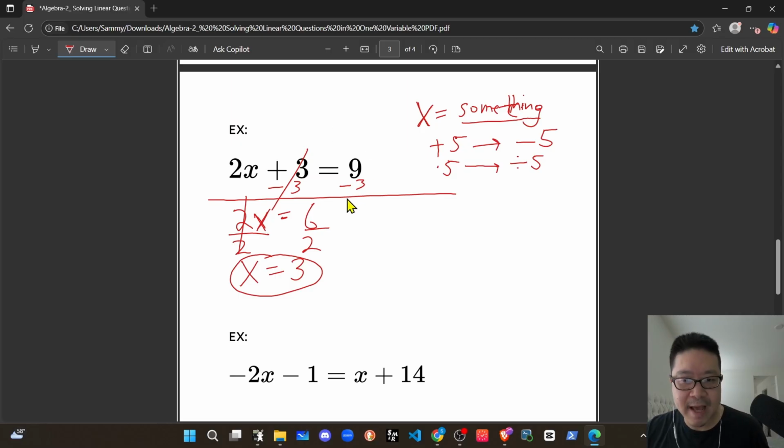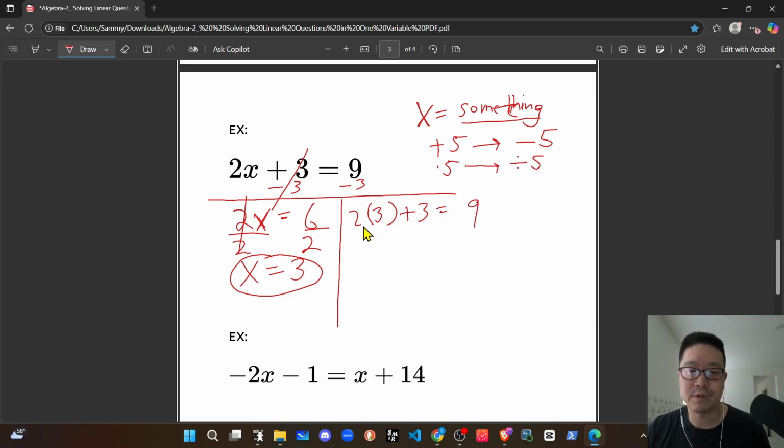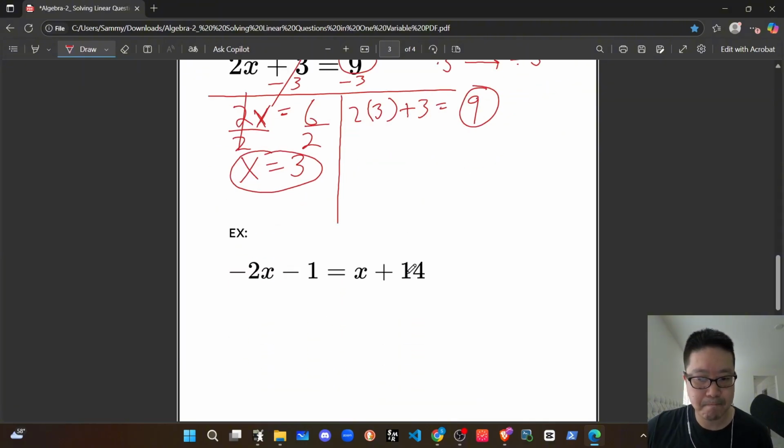And one thing you want to get in the habit of doing is checking your answer. So we can check by simply plugging in 3 into our original equation. So 2 times 3 plus 3 gives us 9, right? 3 times 2 is 6. 6 plus 3 is 9. And that's how we know we did this problem correctly.